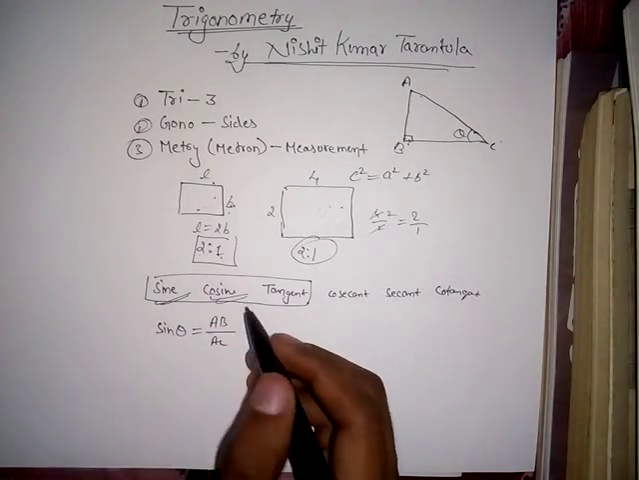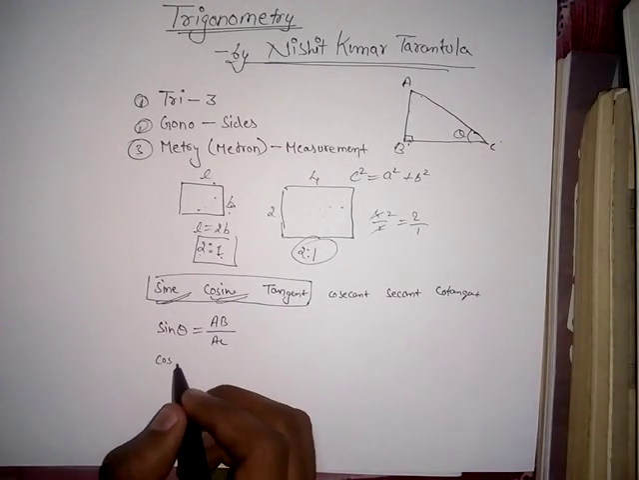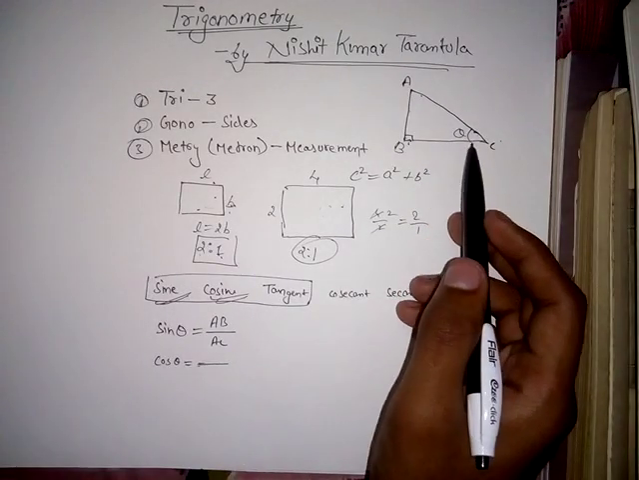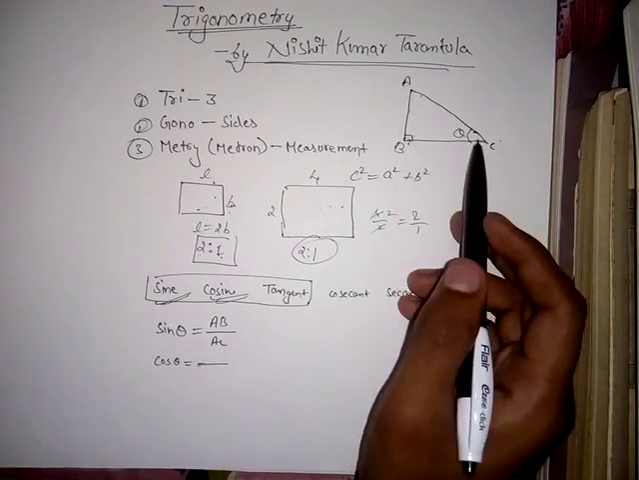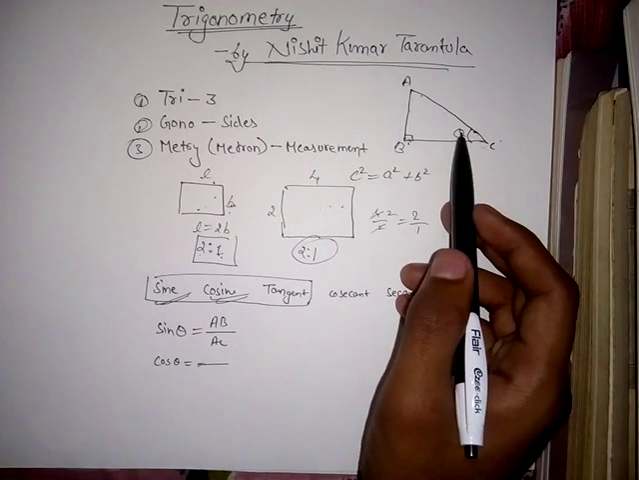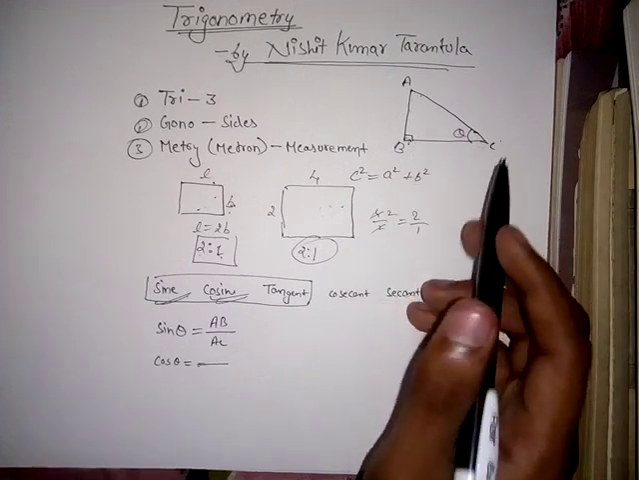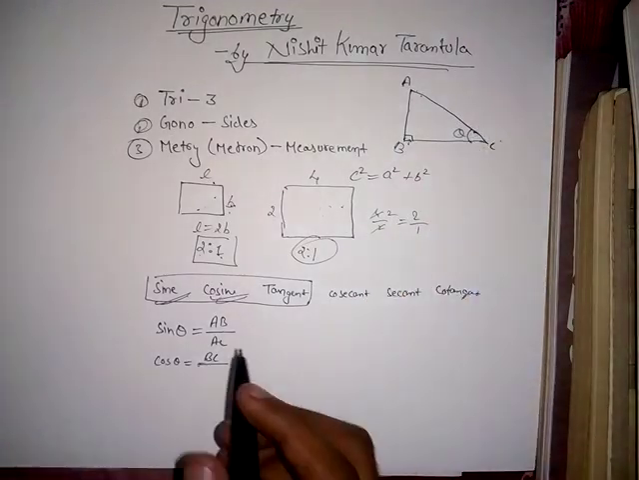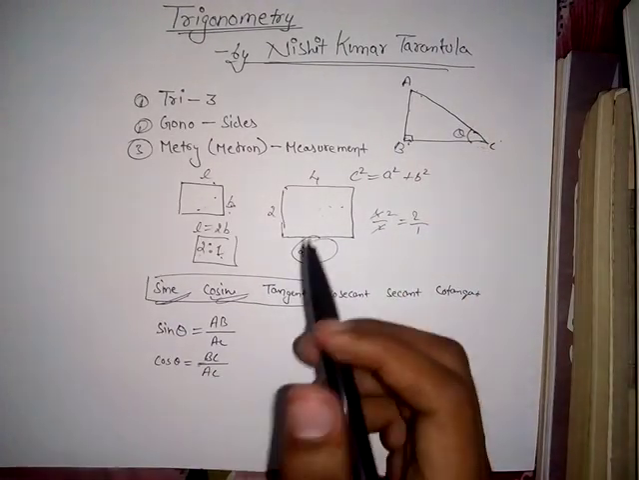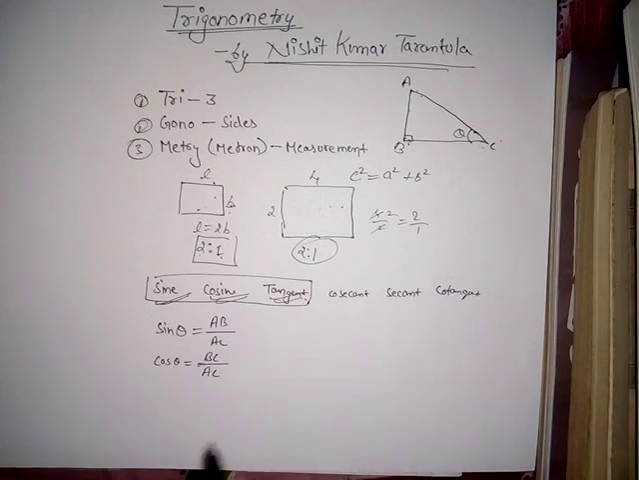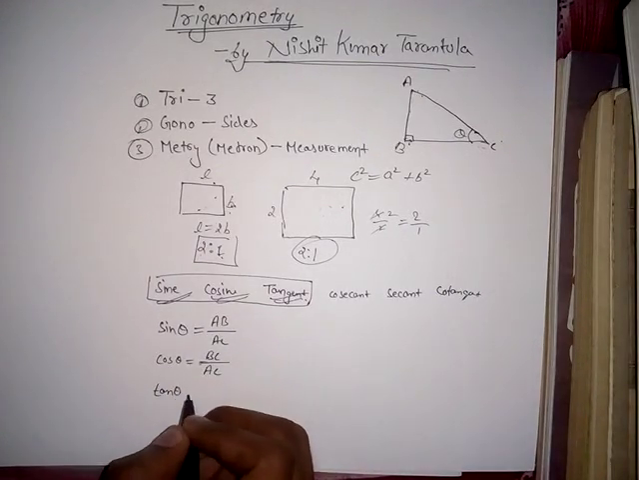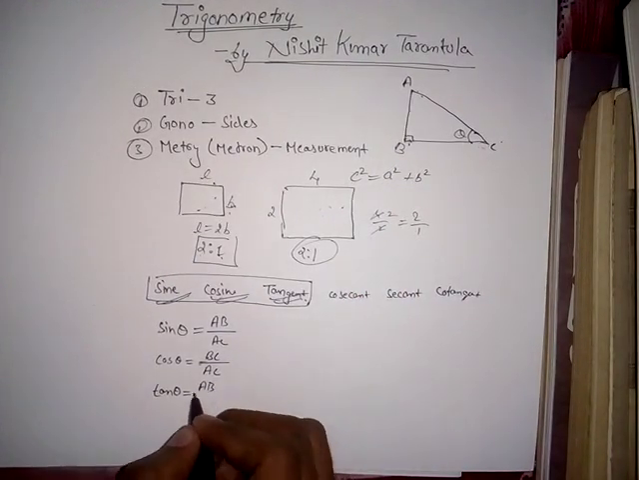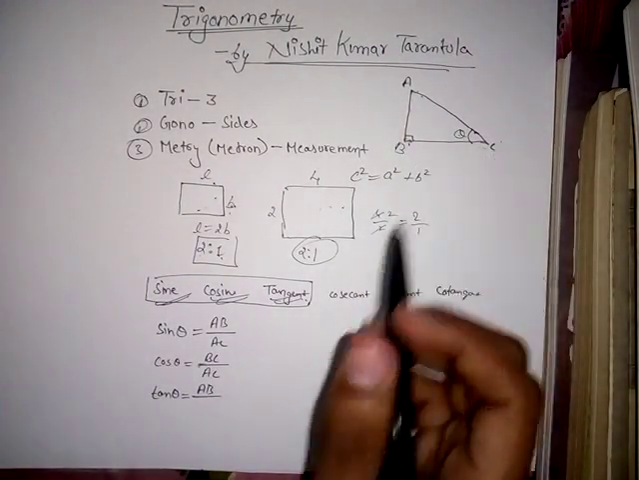Now let's see the cosine. It's written as cos theta, which is equal to the adjacent, this BC. We have to see in respect of the angle, so with respect to this angle, the adjacent is BC. So cos theta is equal to BC over the hypotenuse, which is AC. Now tangent. It's written as tan theta, which is equal to the opposite, which is AB, over the adjacent, which is BC.